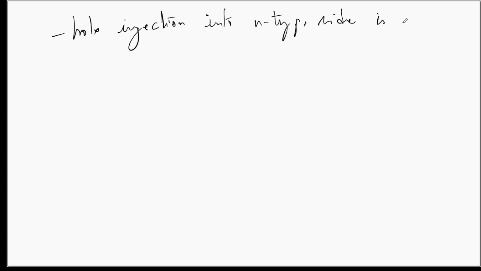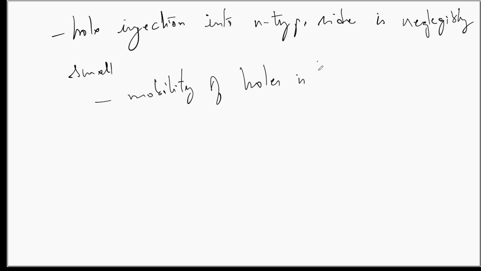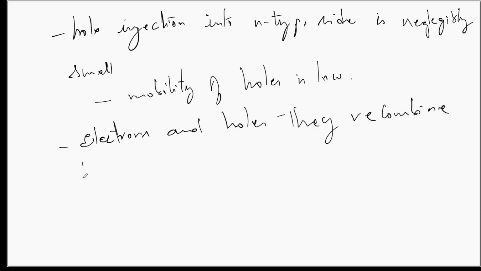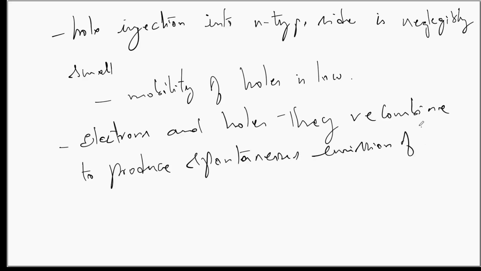A similar injection for the holes into the n-type semiconductor is negligibly small. The hole injection into n-type side is negligibly small. The reason is mobility of holes is low. When the electrons are injected into the p-type material side or the p side, the electrons and holes, they recombine to produce spontaneous emission of light, and this light will be incoherent.